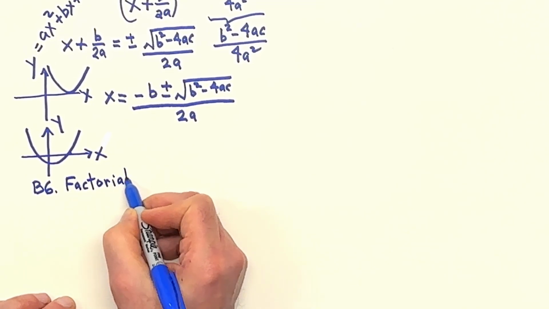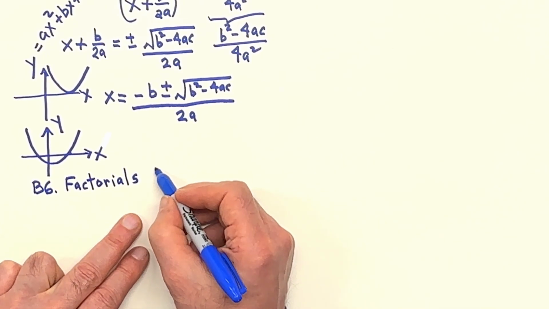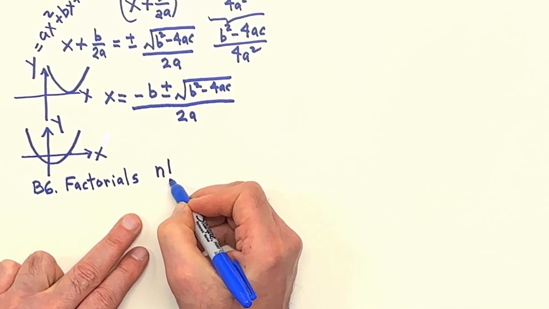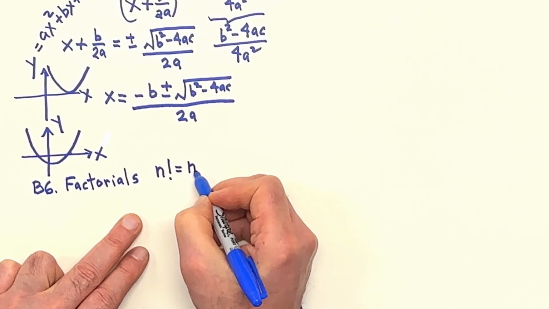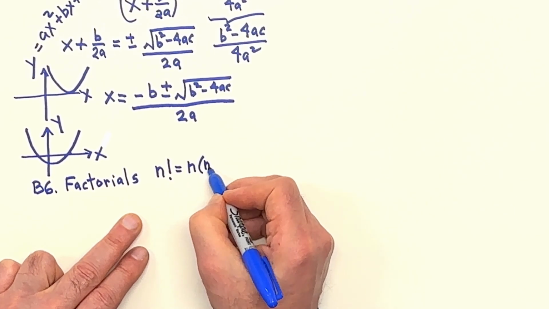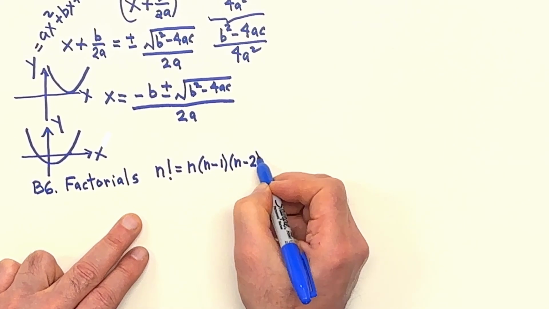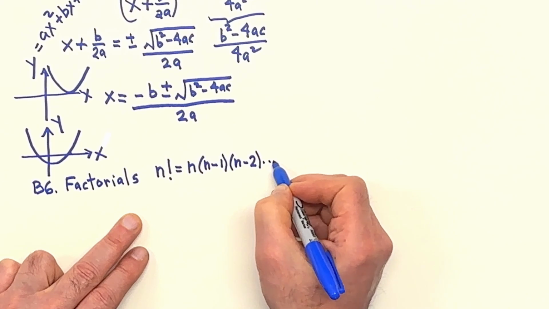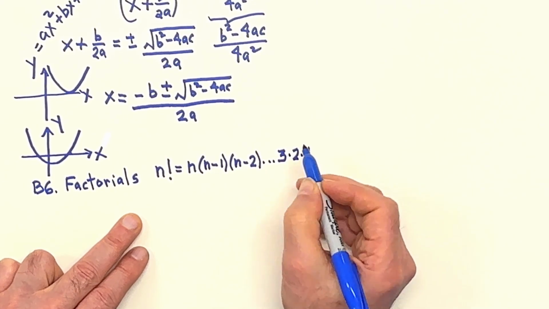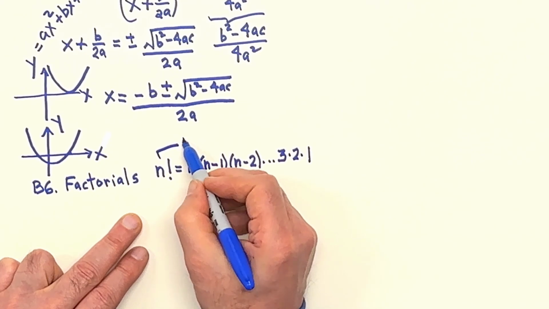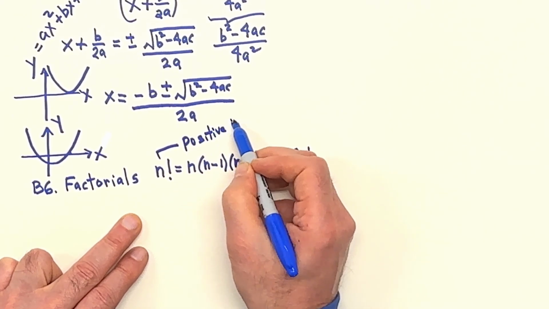Factorials. Now the definition of n factorial, and here's the symbol for factorial, that exclamation mark. You take n, and then you multiply it by n minus 1, and multiply that by n minus 2, and you keep doing that, dot, dot, dot, until you get 3, 2, 1. So we're talking here positive integer.